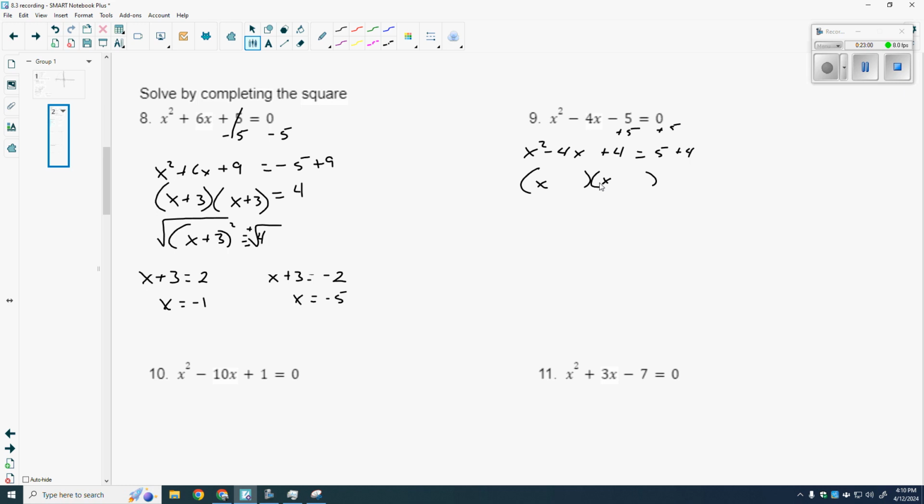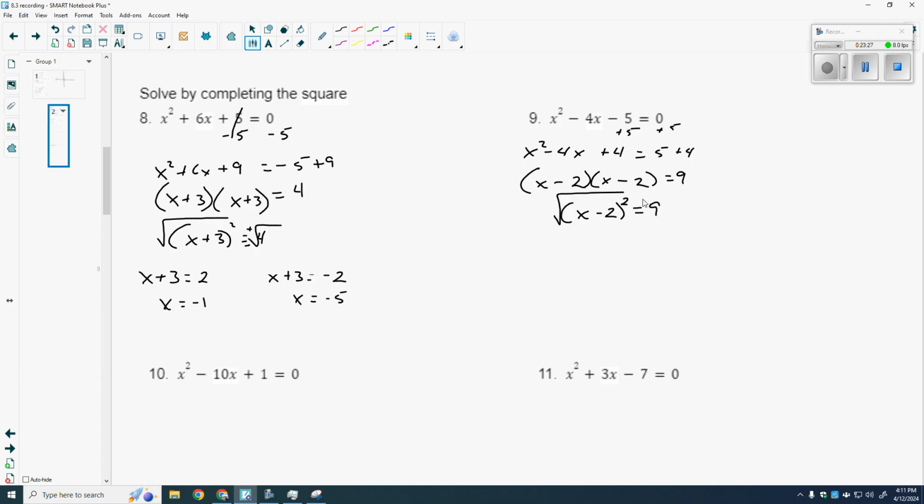This factors into x and x. 4 divided by 2 is 2, so that's a 2. That negative sign makes both of those negative. Remember, this is positive. These signs have to be the same. And whatever sign is here is what that is. 4 plus 5 is 9. Write this as x minus 2 squared because the two expressions are the same.